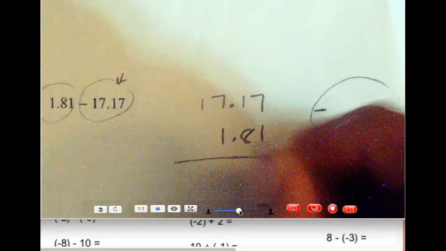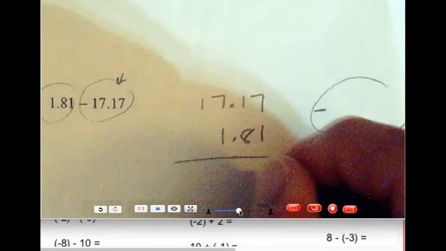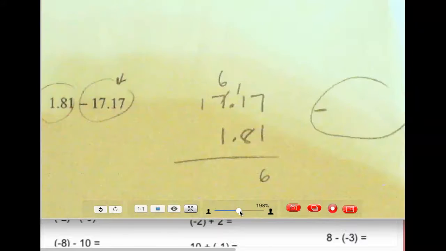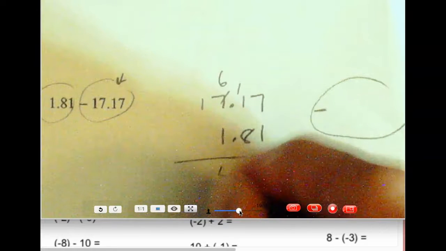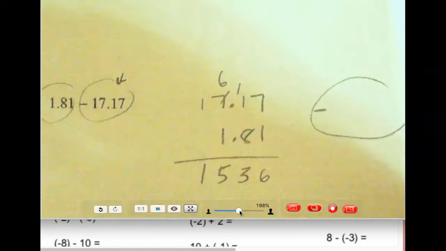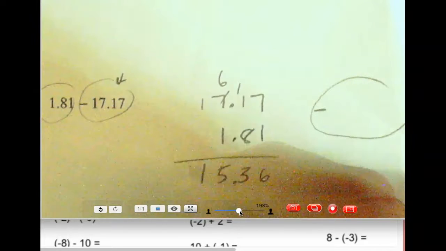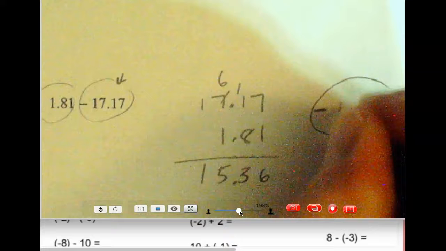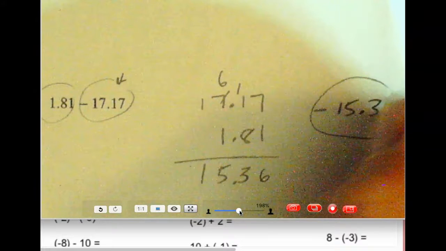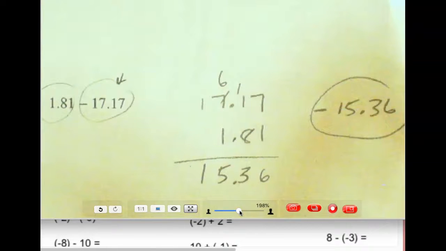So let's go ahead and subtract here. I can do 7 minus 1, that's 6. I can't subtract 1 from 8, so I'm going to make the trade here. Now I have 11 minus 8, which is 3. And I've got 6 minus 1, which is 5. And we've got 1 minus 0 is 1. Line up the decimals. $15.36, and it's negative. I already did kind of a pre-check on that, so I know my answer makes sense.